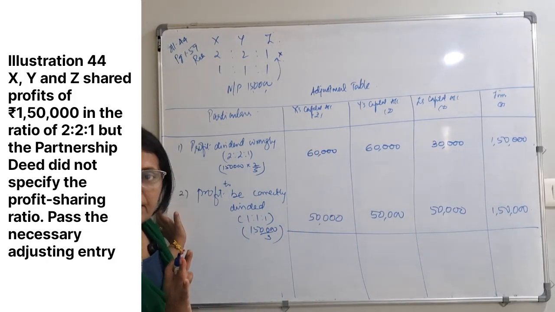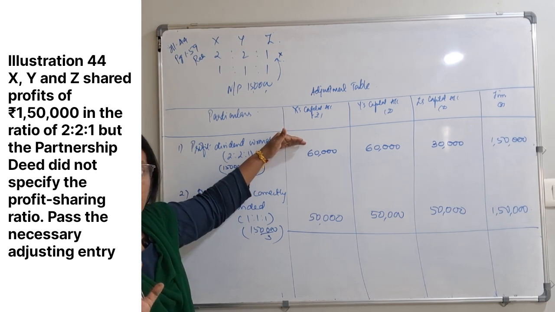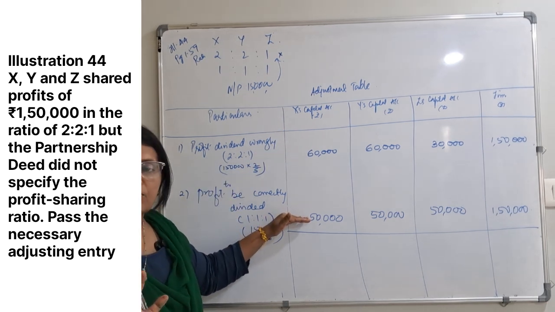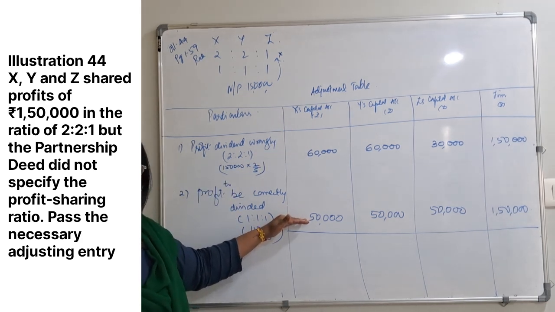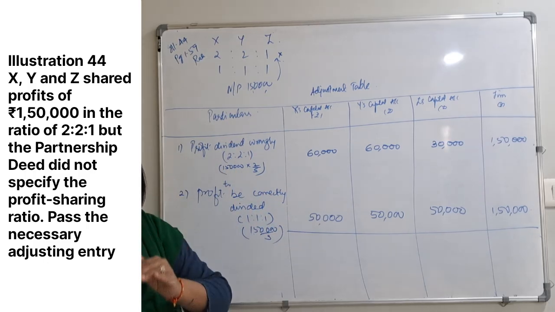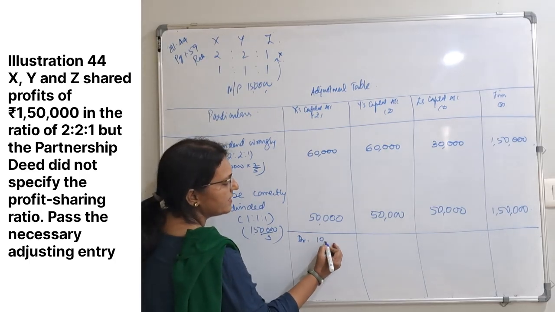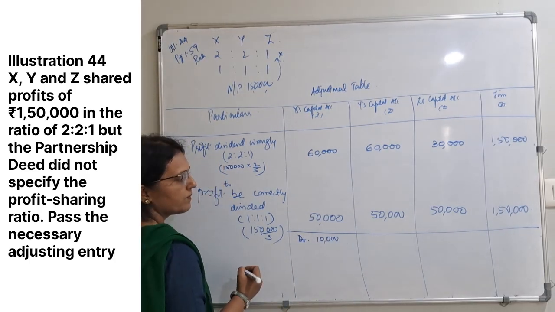Let us compare this. Wrongly he got 60,000. He was supposed to get 50,000. We are going to minus 10,000 from his capital account. We are going to take out 10,000. If I want to reduce his capital, I will debit. So debit by 10,000. Okay.